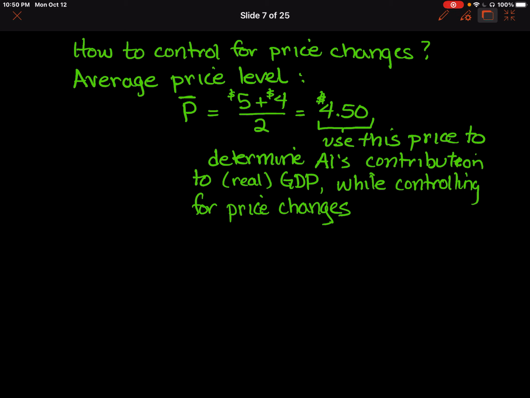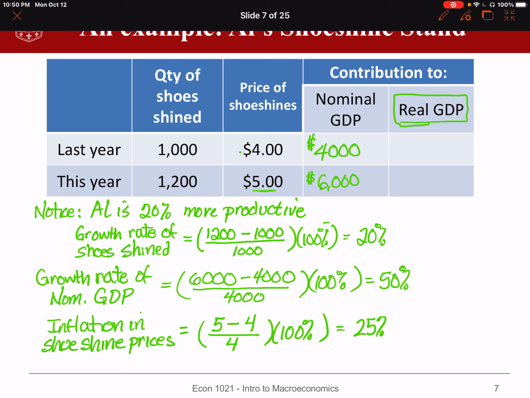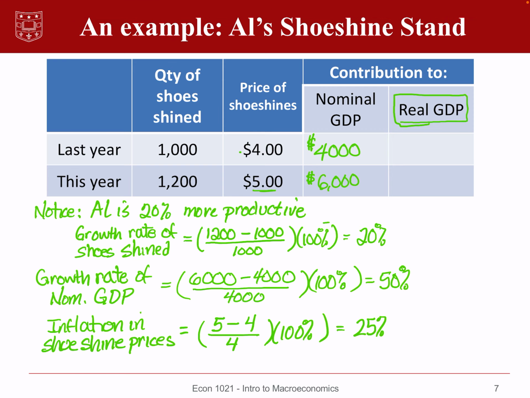So how are we going to then think about Al's contribution to gross domestic product? Well, in here, what we're going to do is we're going to say the price that we use to construct the market value is $4.50 per shoe shine. And so therefore, if we were going to figure out real gross domestic product last year, Al's contribution would be $4.50 per shoe shine times 1,000 shoes that are shined. And so his contribution would be $4,500.